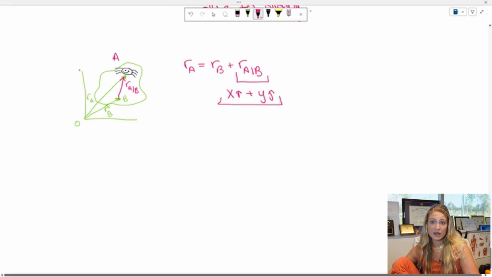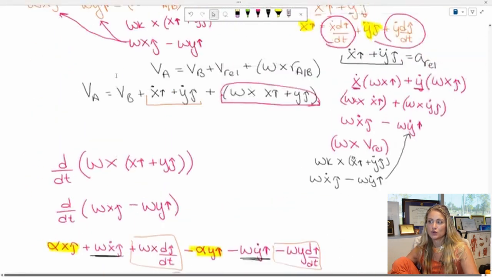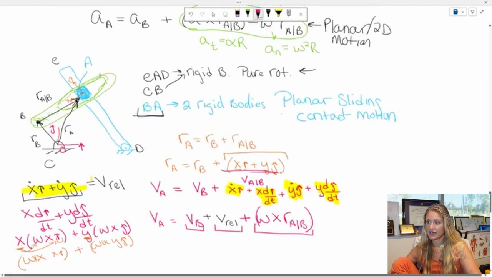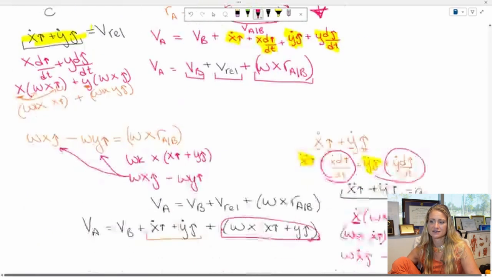Because of the way we defined R, the relative position, it's defined the same way as we did before. I don't know where we initially did it. I think it's right here. This right here is the same definition, which means everything from here out is the exact same.